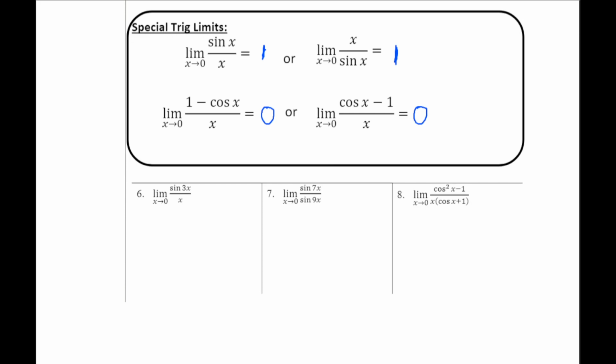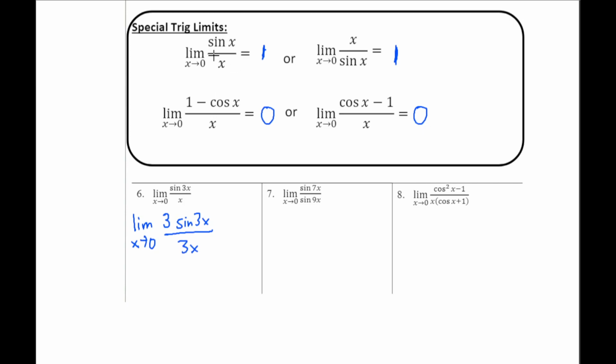So how we can manipulate this is, what we can do is multiply the top and the bottom of the fraction by 3. Because these are equivalent fractions, you can do that. All we're doing is multiplying the top and bottom by 3. So 3 sine of 3x over 3x.